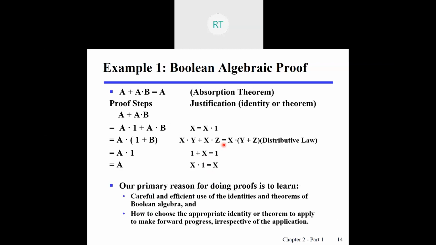Our primary reason for doing proofs is to learn careful and efficient use of the identities. So how do you use the identities that we explained last time? And how to choose the appropriate identity or theorem to apply to make forward progress. When I say forward progress, I mean to reduce the number of gates that are used in the expression. So notice here, I had A plus AB. So here I have an AND gate, here I have an OR gate. When I simplified it, I am left with only A. Okay, so this will make your figure or logic diagram easier to draw.